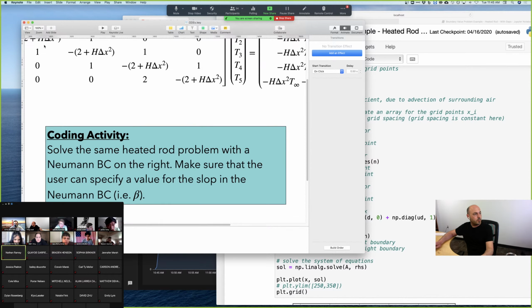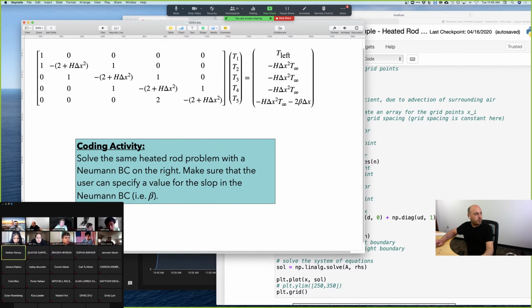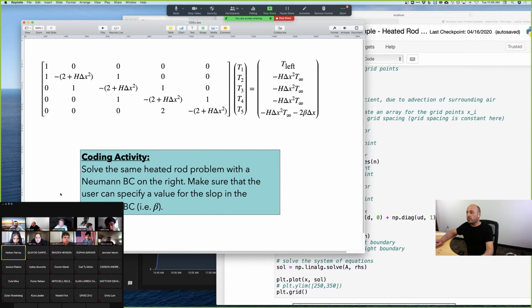Oops, that's too much if I zoom in. Okay, this should be better for you. So really what you're changing from the previous problem is just the last equation, okay? It's just the last equation. That's the only thing you're changing from the previous problem. Go ahead, implement it, pick a value of beta, say, minus 100 or plus 100, see what happens.